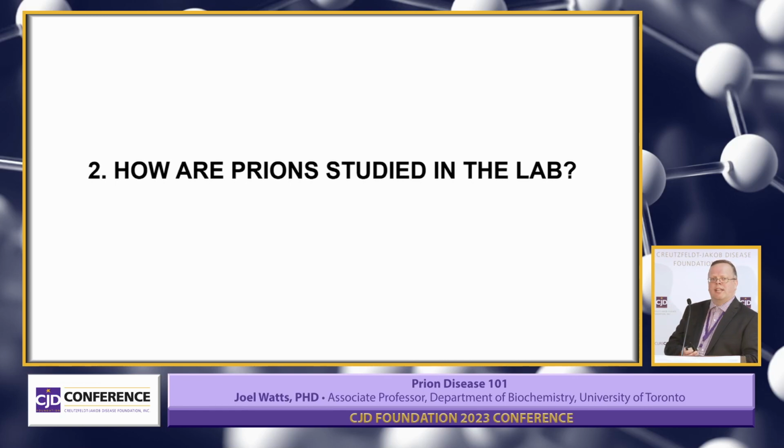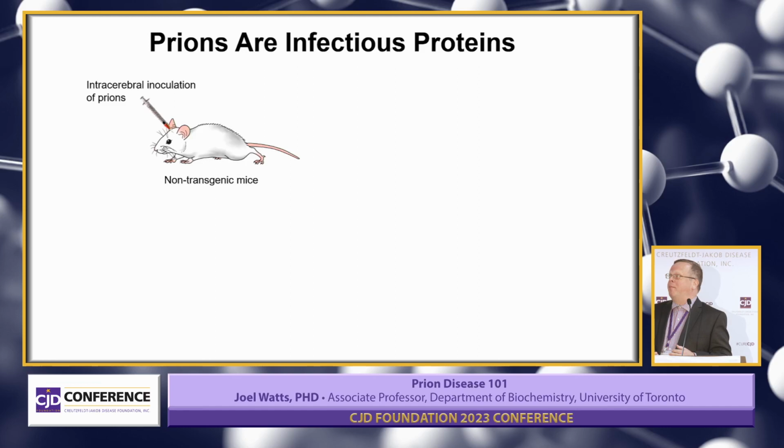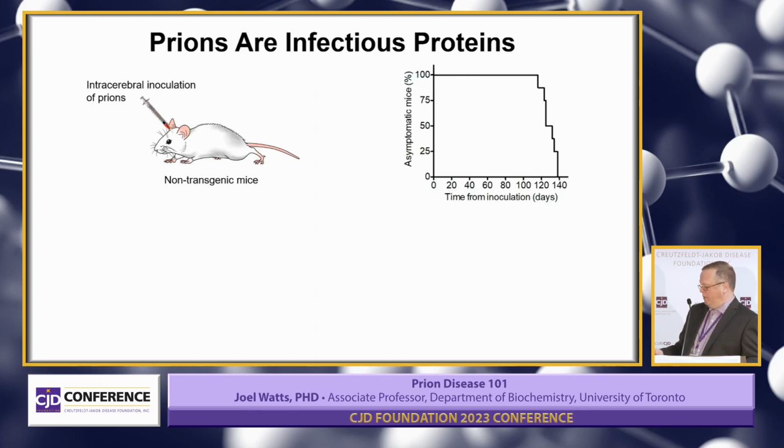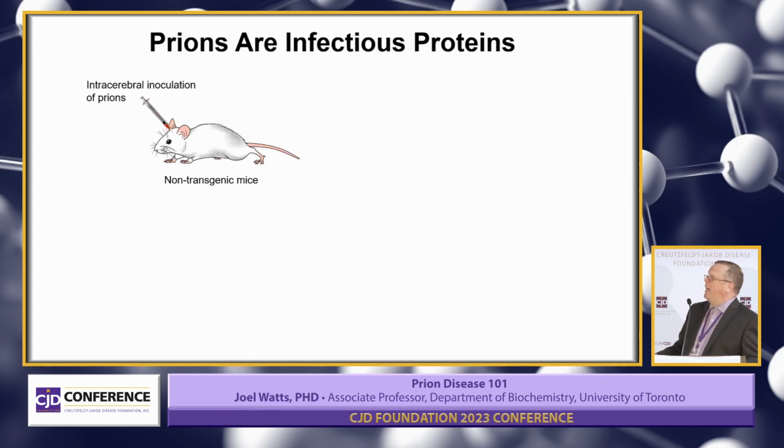All right, so moving on to the second part of my talk, and that is how do we study these diseases in the lab? And probably the most common way is by what's called the mouse bioassay. So to study prions, we take advantage of the fact that they are infectious. And so you take a normal old mouse and you inject it with a known source of prions. And most commonly, you inject it directly into the brain because this is the most efficient way to initiate the disease. But in reality, you can actually put it basically anywhere in the mouse's body, and it'll eventually make its way up to the brain.